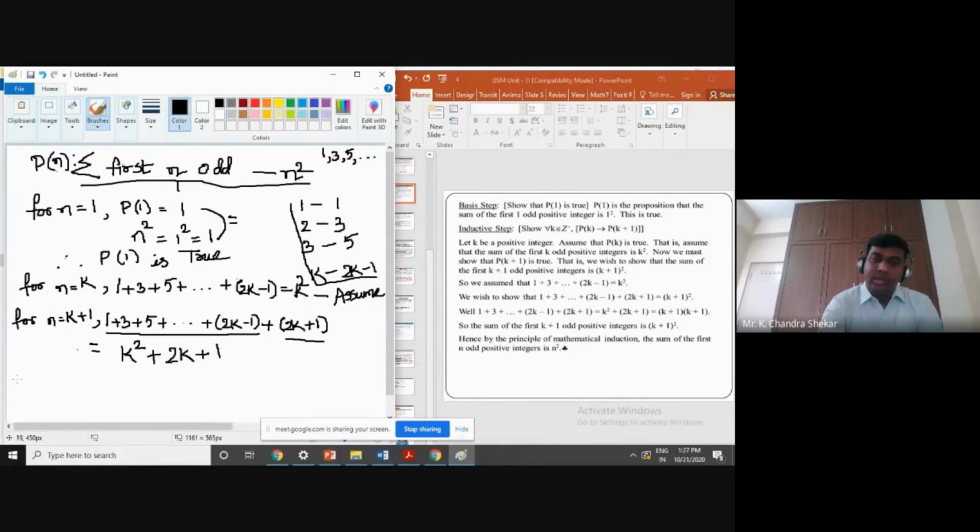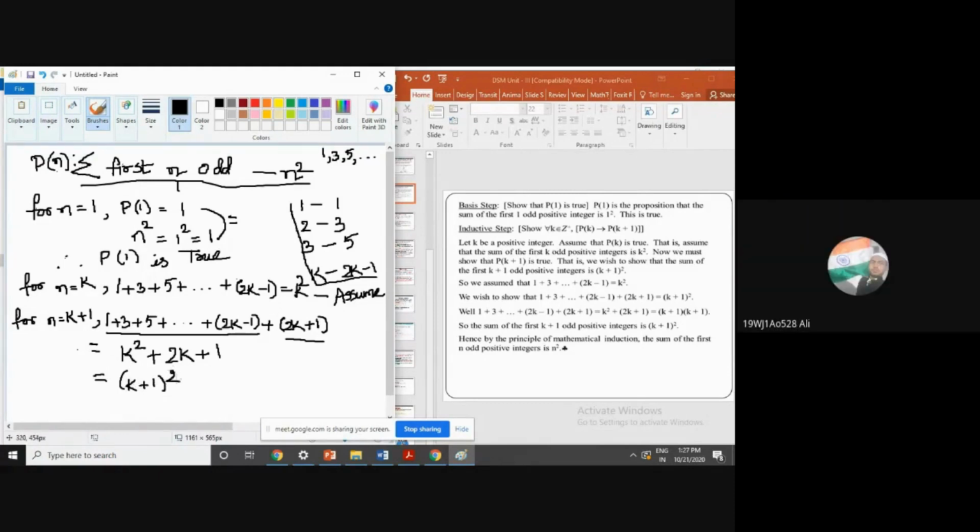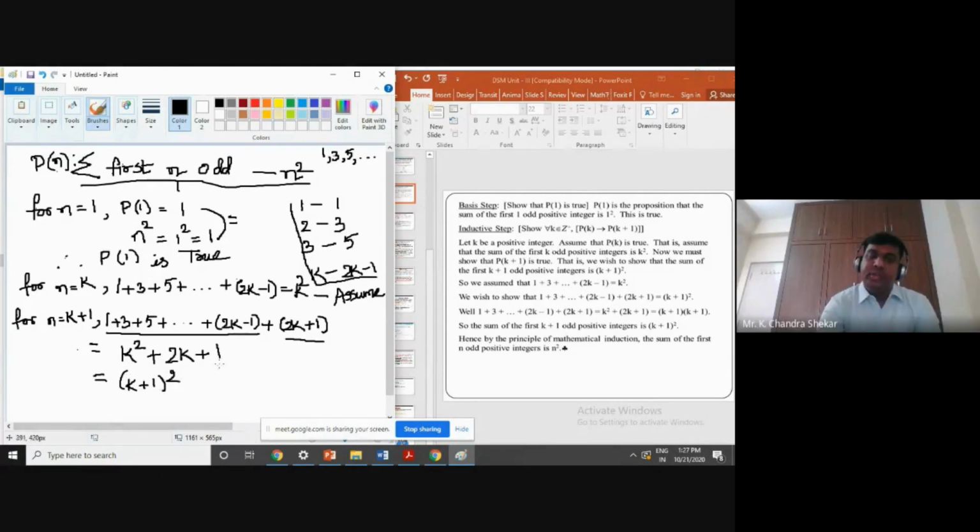Now, can I write this particular k square plus 2k plus 1 as k plus 1 whole square? Yes, sir. Because a plus b whole square is a square plus 2ab plus b square. So I get here k square plus 2k into 1 is 2k plus 1 square is 1. Okay, so I got it finally. I got it as k plus 1 whole square.